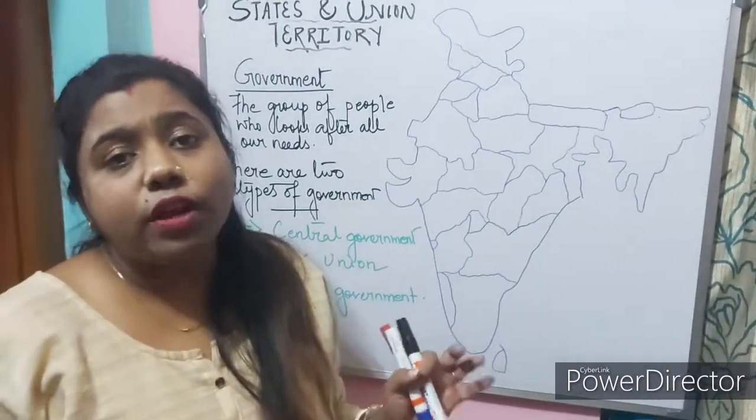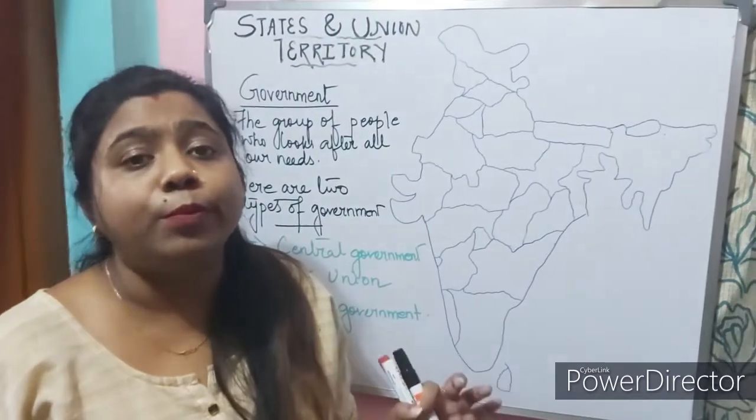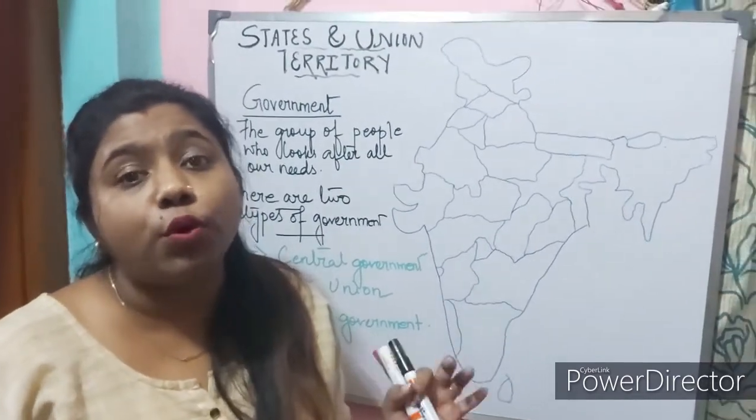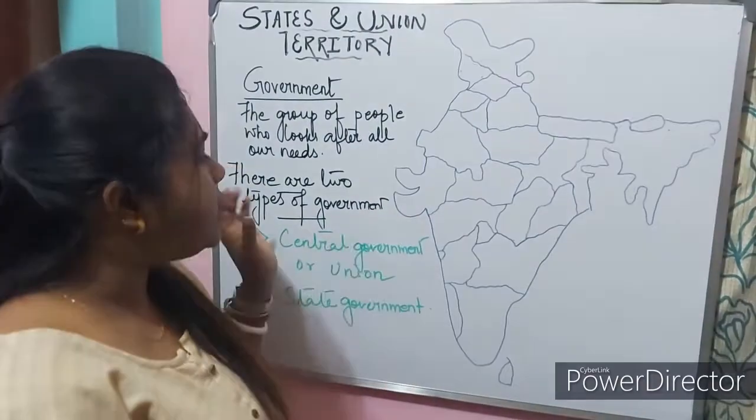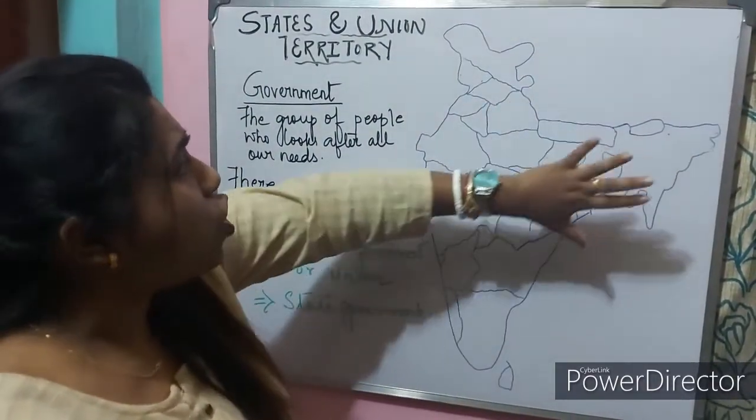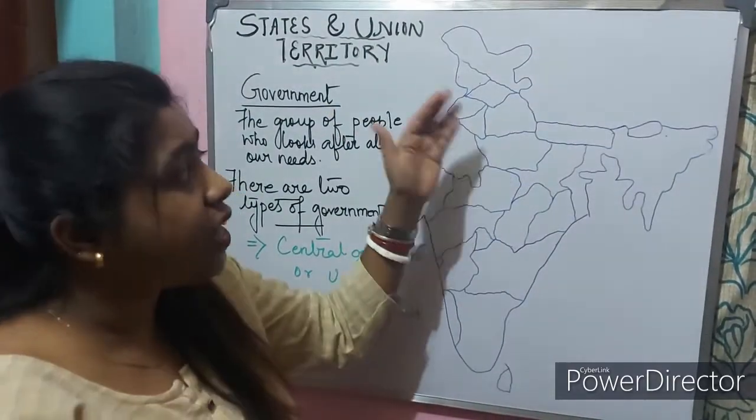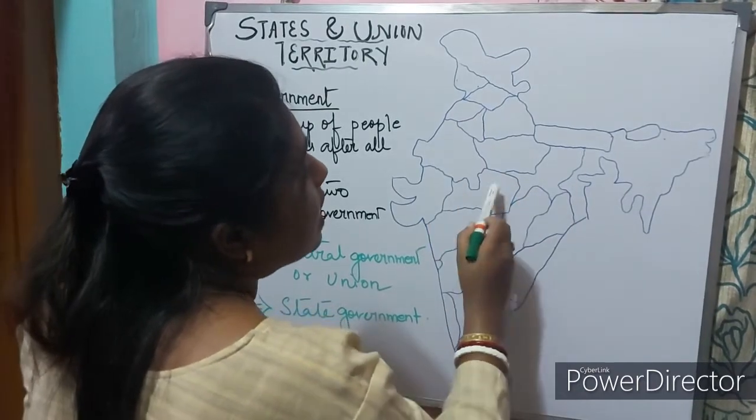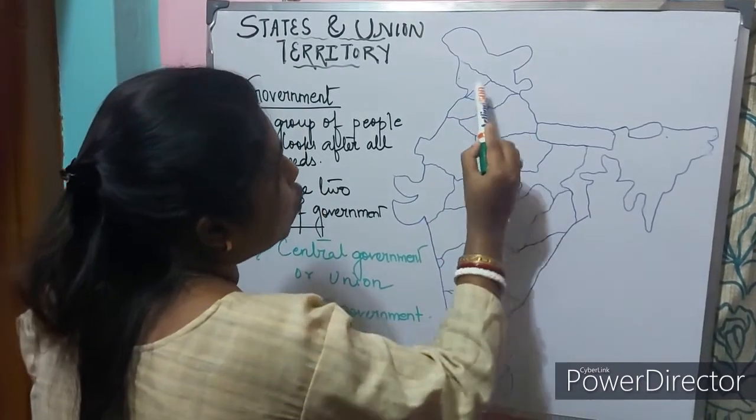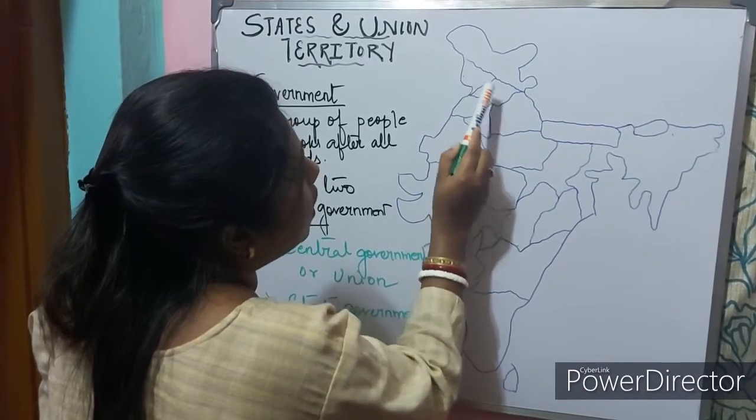Now, our country India is a very large country where more than 100 crore people live. Then how is it possible for some group of people to look after such a large country? That is why the country is divided into smaller parts that we call states. Can you see? Here we are showing some lines. These are territories. And this territory, this one is called the state.